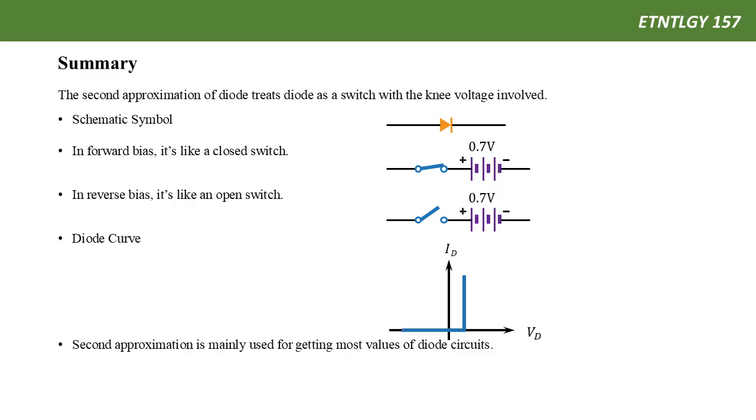The diode curve is a curve. It's only activated when the voltage reaches 0.7 volt. Otherwise, there is no current in the diode. When the diode is activated, in theory, an infinite amount of current can go through it. The second approximation is mainly used for all types of calculations, unless we need a more accurate result. That's when we need to use the third approximation.